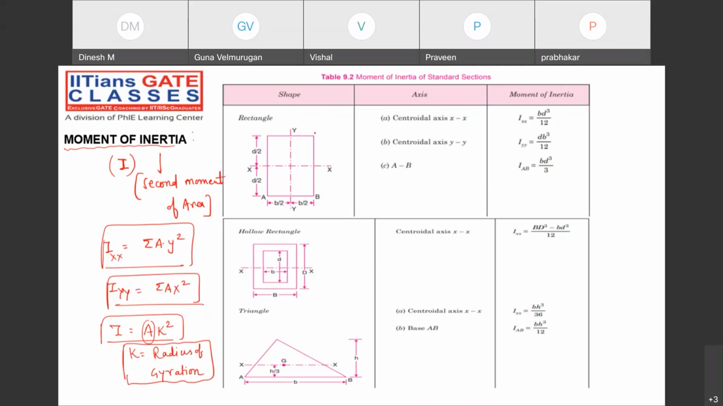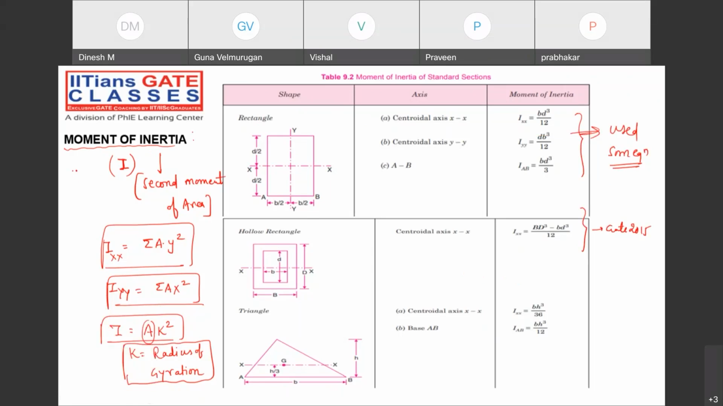Some of the rectangles is there. What about Ixx? It is b d cube by 12, and Iyy is d b cube by 12. Note down the formulas. Some of the common figure formulas for moment of inertia are very, very important. For hollow rectangle, many times in the examination that has been repeated. This question is from GATE 2015, right? And these are the things that will be used in SOM frequently, when we try to solve the deflection problem and the bending stress problem in beams.